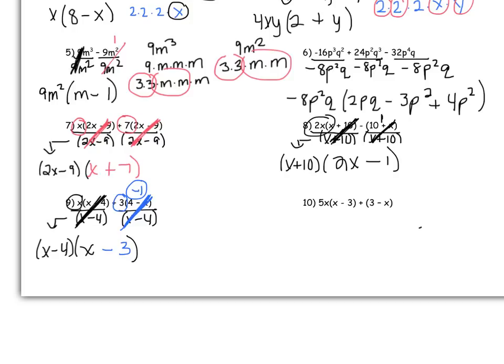Same thing goes for example 10. Your GCF is x minus 3. So you bring the GCF on the outside, followed by an open parenthesis. Just going to rewrite that.